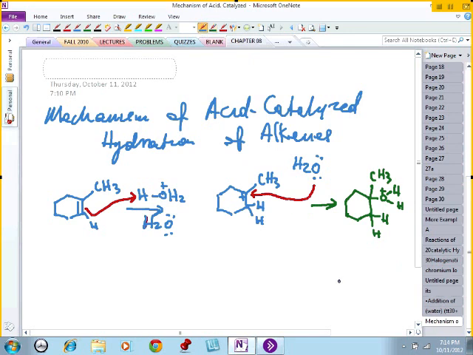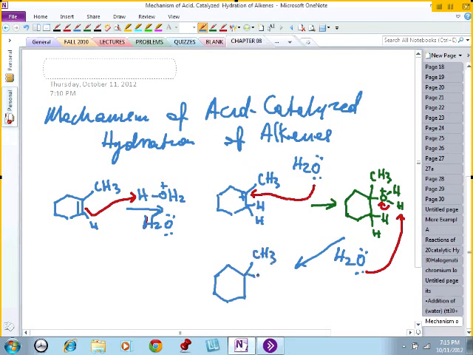And at this point, another molecule of water comes in, abstracts or removes the proton from the protonated alcohol, and then you release the proton, and then what do we get? So the net process, if you notice here, the net process is the addition of water across the carbon-carbon double bond.